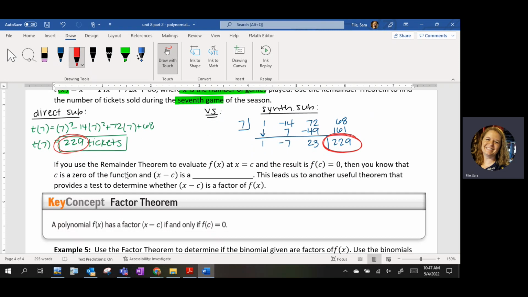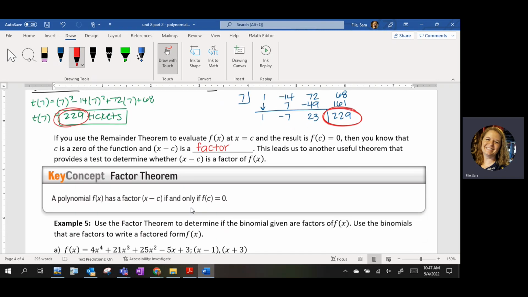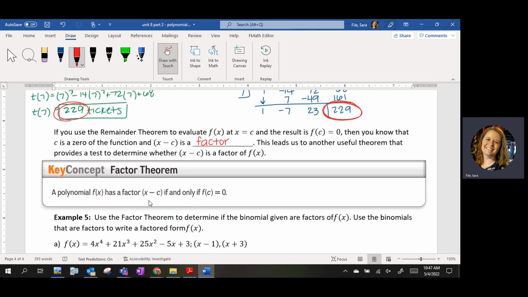Now, if you use the remainder theorem to evaluate your function at x equals c and the result is 0, that means if we got a remainder of 0, we know that c is a 0 of the function. It's an x-intercept. That would mean that x minus c is a factor of that function. So like in the example we just did, I know that x minus 7 is not a factor of that polynomial because that was not a remainder of 0. Now this leads us, knowing that that's a factor if that comes out to 0, to the factor theorem, which says that this is a factor if and only if f of c is 0.